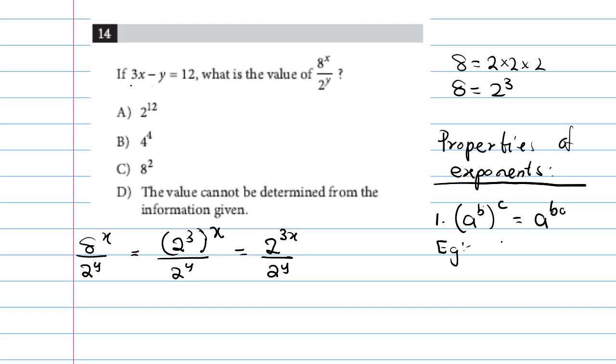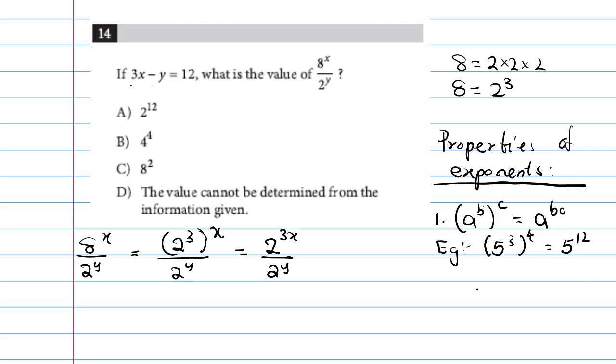Let's say you have 2 to the 5. No, let's not take 2 itself, because why not choose another number? Let's say we have 5 to the 3, and then you want to take the power of 4, right? So what you have is you multiply 3 by 4, you get 5 to the 12. 3 times 4 is 12.